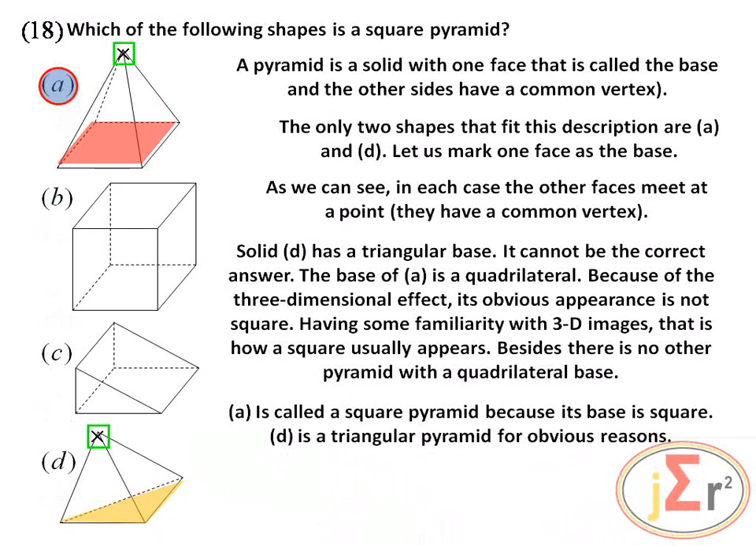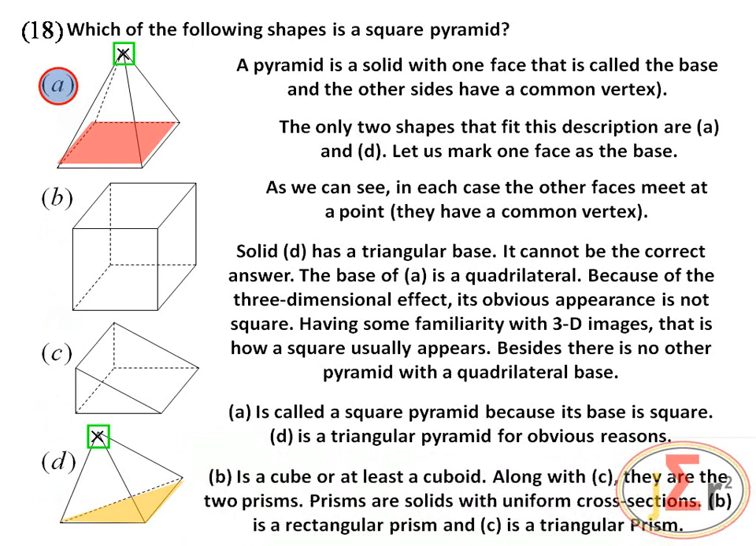A is called a square pyramid because its base is square. D is a triangular pyramid for obvious reasons. B is a cube, or at least a cuboid. Along with C, they are the two prisms. Prisms are solids with uniform cross-sections. B is a rectangular prism and C is a triangular prism.